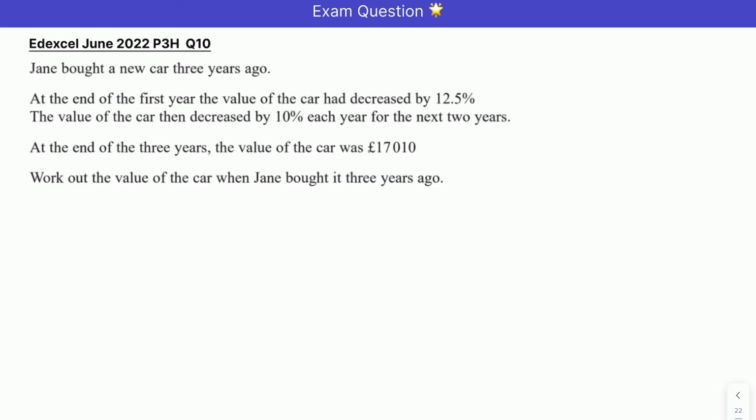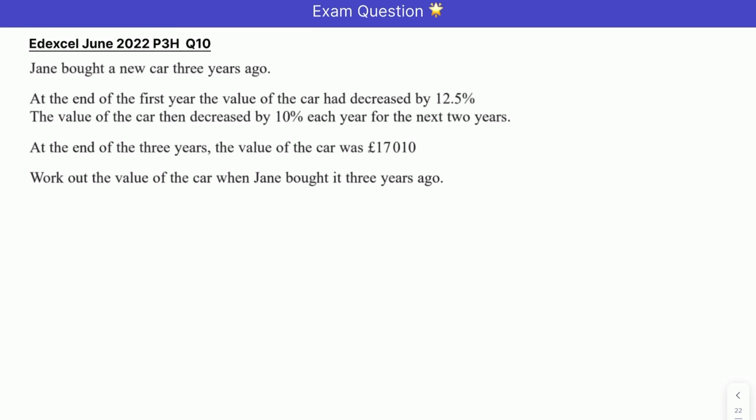So with this question, again, similar approach. He's got this car that's losing value. It loses 12.5% in the first year, and then 10% in the second 2 years. At the end of 3 years, the car's value was 17,010. Okay, so we have to work backwards. So what's the last thing that happened?